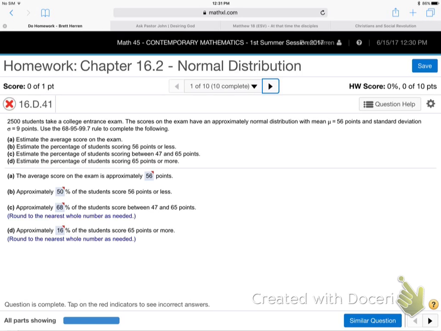Okay, yeah, so first off, let's go through these questions. When they say average, that's just the middle. That's what the mu is, right? The mu is the middle. So I just grabbed the mean is the average.